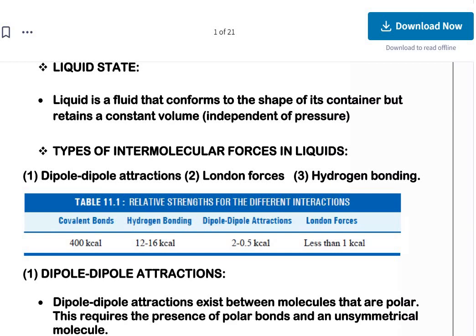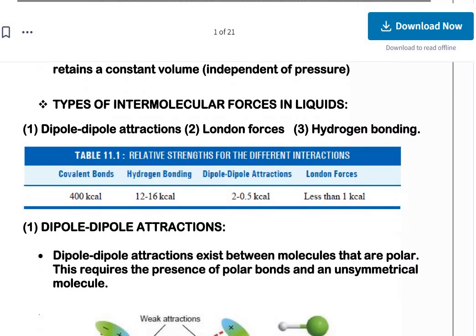Covalent bond, 400 kilocalorie; hydrogen bonding, 12 to 60 kilocalorie; dipole-dipole attraction, 2 to 0.5 kilocalorie; and London forces, less than 1 kilocalorie. So this is the relative strength of the different interactions: covalent bonds, hydrogen bonding, dipole-dipole attractions and London forces.